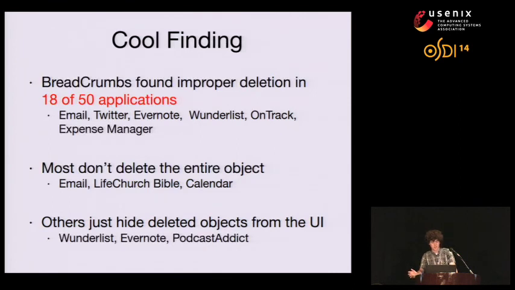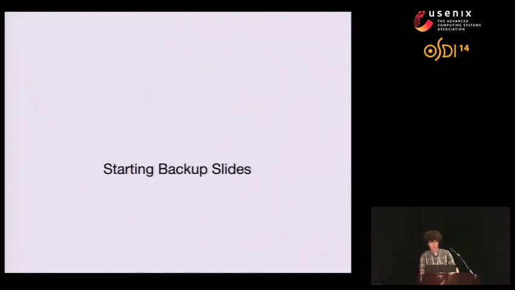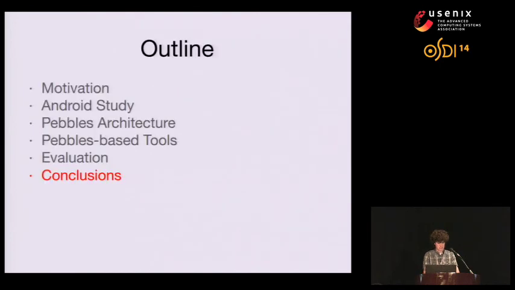Last, I'll talk to you about some findings that we found when evaluating those same 50 applications with Breadcrumbs. Of the 50 applications we evaluated, 18 of them showed some kind of improper deletion, which seems like a lot. Some of these applications include popular ones like Twitter, the email application, and Evernote. Some of the applications would partially delete data, leaving behind bits of the object graph, while others just hid the data from the UI and did not delete anything. So the next time you try to delete some kind of data from your application, there's a good chance that it's still there. And now we'll go into conclusion.